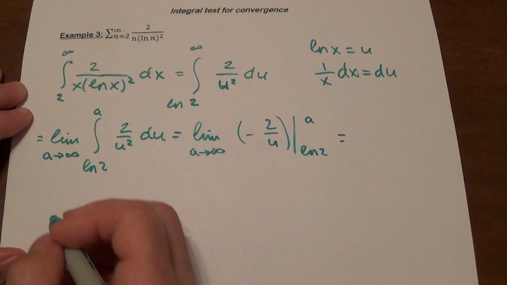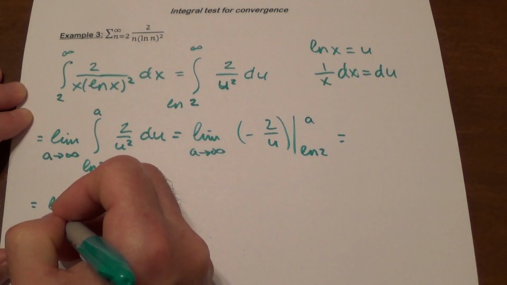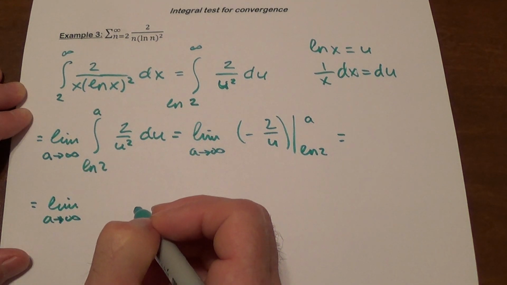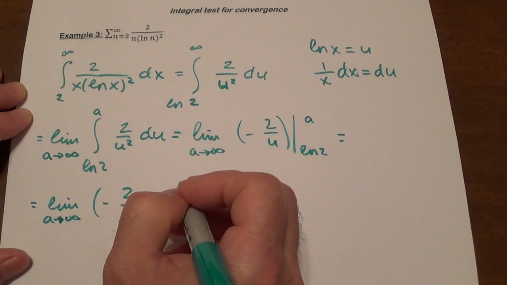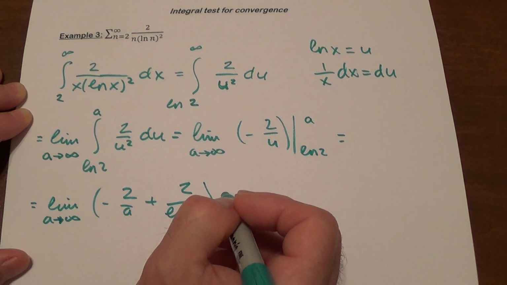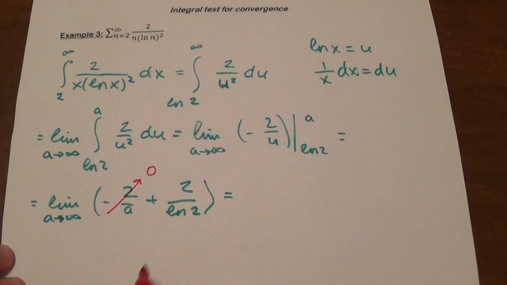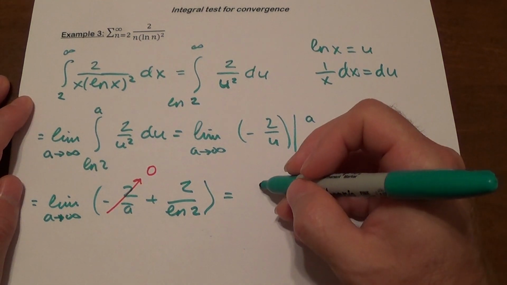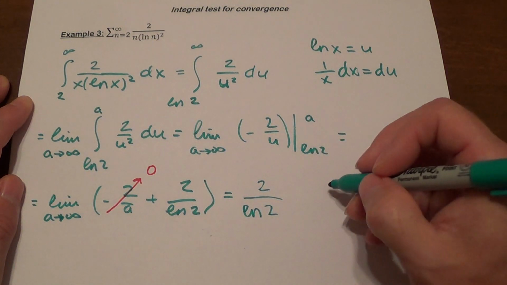And what we're getting now is the limit as a approaches infinity of negative 2 over a plus 2 over ln 2. Correct? So, since a goes to infinity, negative 2 over a approaches 0. And then the answer here, for this integral value, is simply 2 over ln 2, which converges.